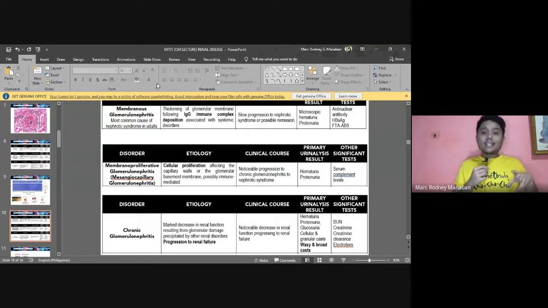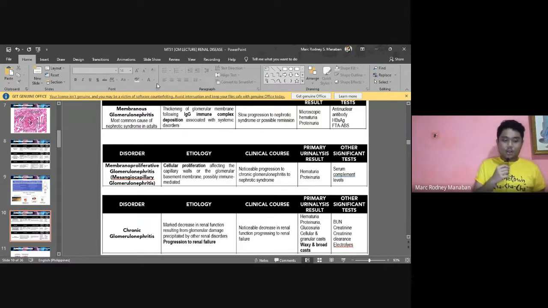And it may have arisen, nagsugod siya from an initial other kidney disorder such as membranous na GN, membranoproliferative, katong rapid progressive ba, or whatever. So it started from there and then ni long term siya or nagpadayo na mo siyang chronic GN.